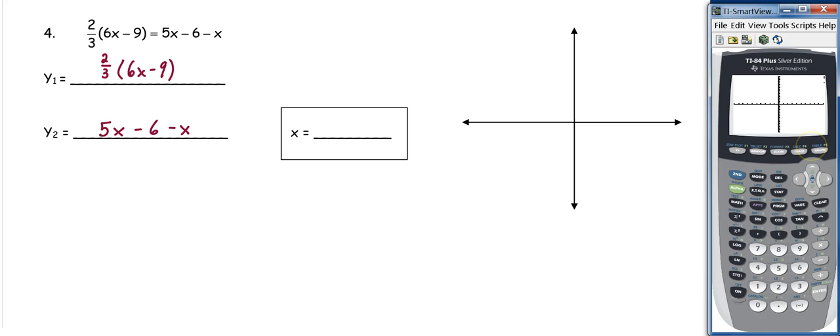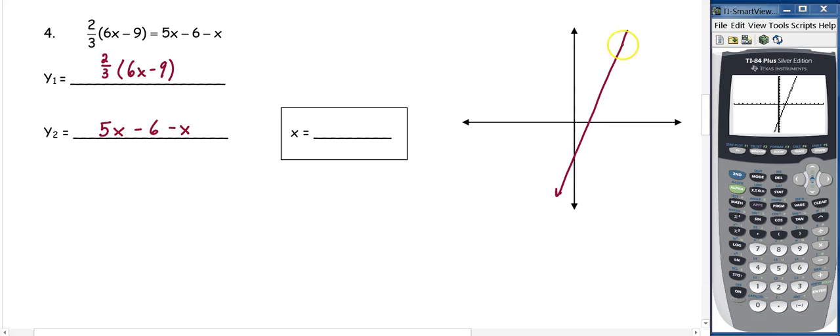Hit graph. Notice this time, I only have one line that shows up on my graph. This is actually the other special case where there's really two lines, and if you have a color calculator, you can see that the colors are overlapping. So this happens when lines are overlapping. This is our other special case we talked about with solving. If you have overlapping lines, this means x has infinitely many solutions. Or we can just say infinitely many.